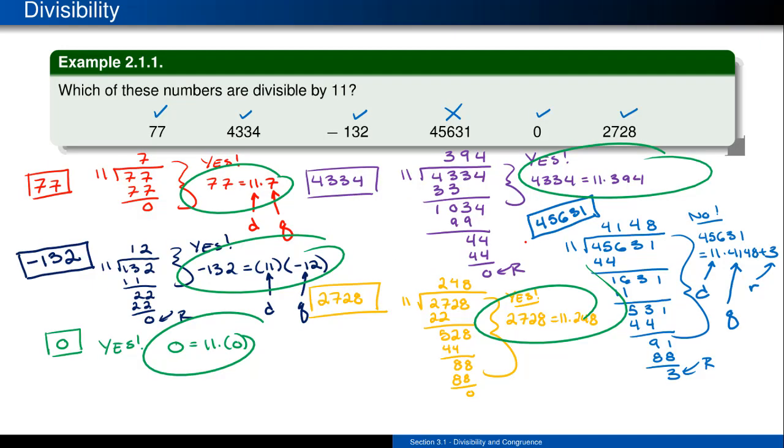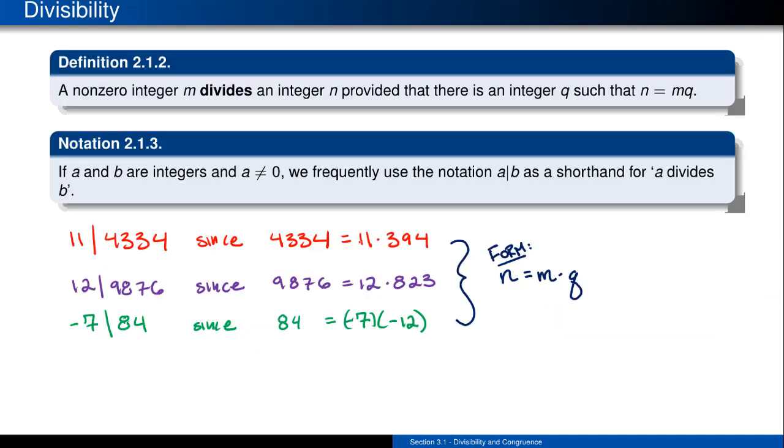It's actually the point of why we initially started this full-fledged representation of looking at the number 77 as 11 times 7, likewise looking at this number 4,334, representing this thing as 11 times 394. In all of those cases, I would say that the number 11 divides whatever initial number we started with. And in this case, that's exactly what this definition is going to say.